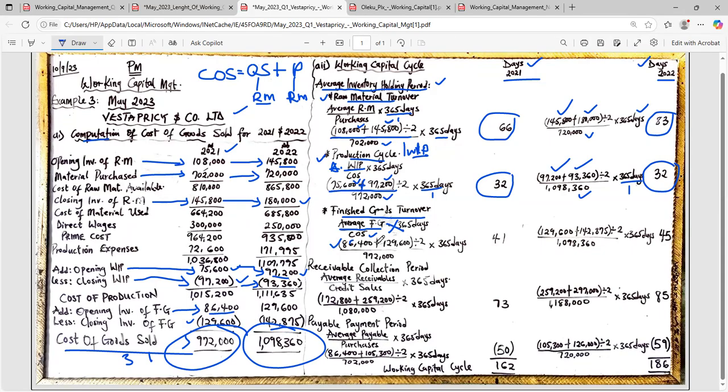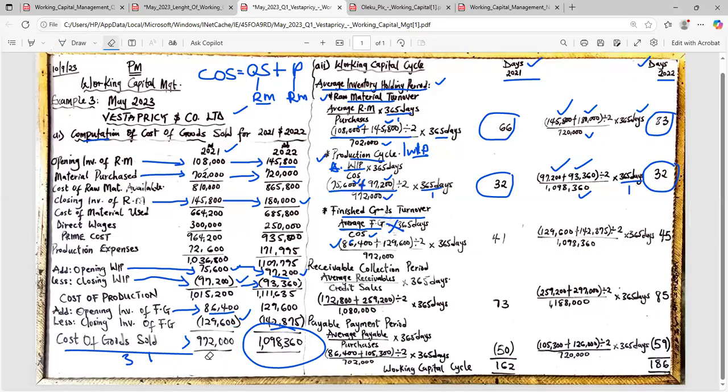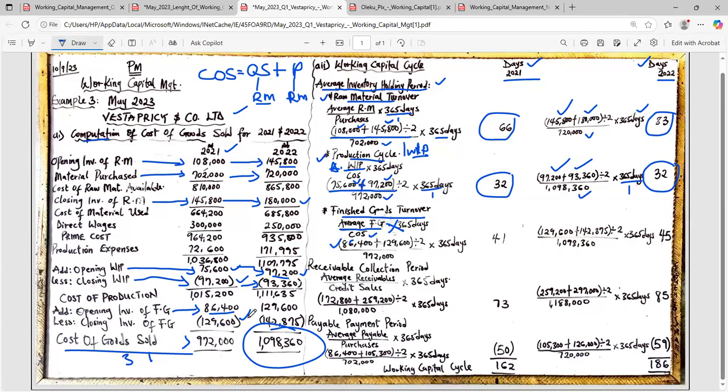What is our closing stock? 129,600. This is it. So we'll put it there, 129,600. Please divide it by 2 because it's average. Then over 972, which is our cost of sales here. Look at it again, 972. So divide it by 972 and multiply by 365 days. You should get 41 days.